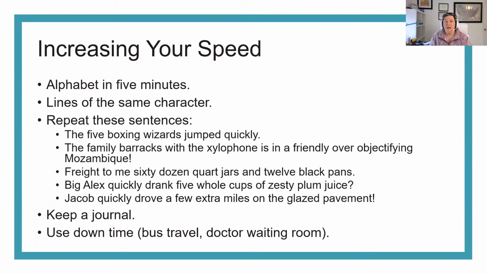There is the five boxing wizards jumped quickly, or the family barracks with the xylophone is in a friendly, over-objectifying Mozambique. Or freight to me 6 dozen quart jars and 12 black pans. Maybe your student's name is Alex. This one works. Big Alex quickly drank 5 whole cups of zesty plum juice. Or Jacob. Jacob quickly drove a few extra miles on the glazed pavement. Again, that's dangerous. These are just ways to practice your speed in maybe a more fun way.